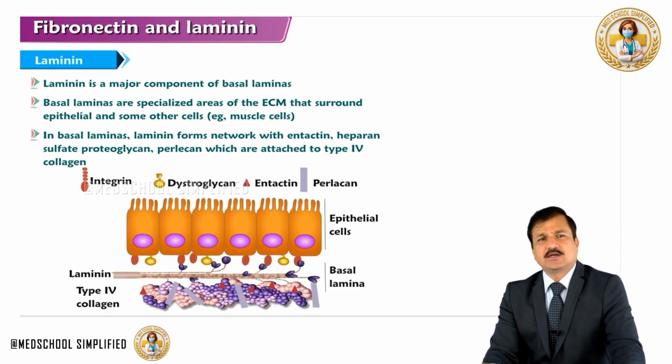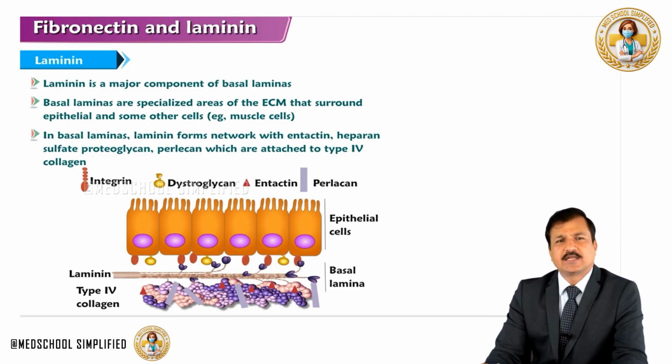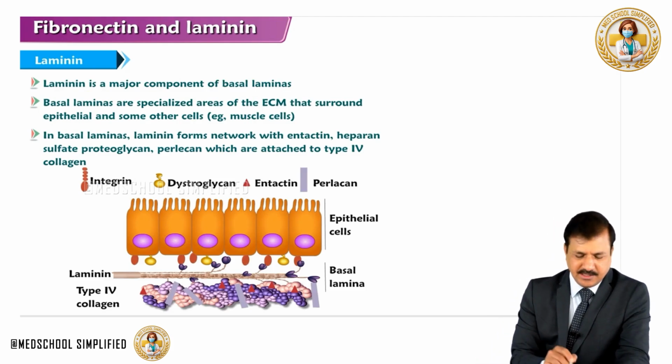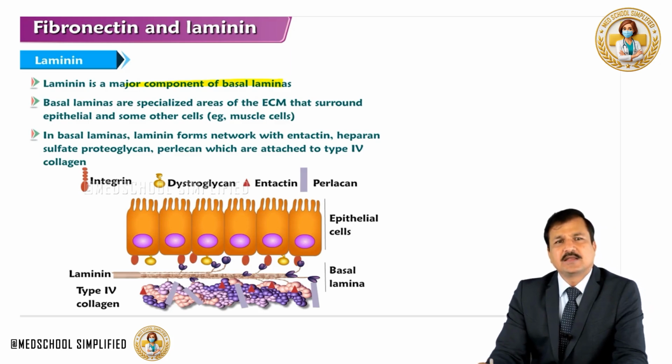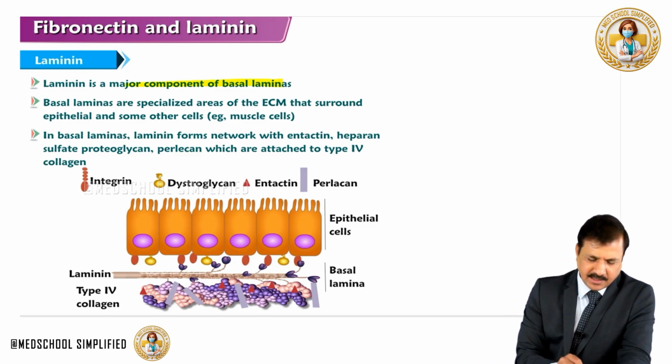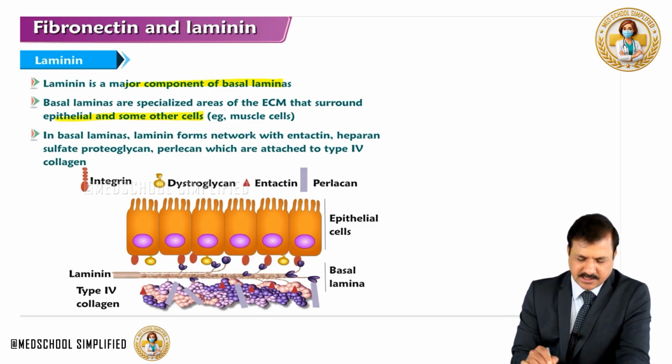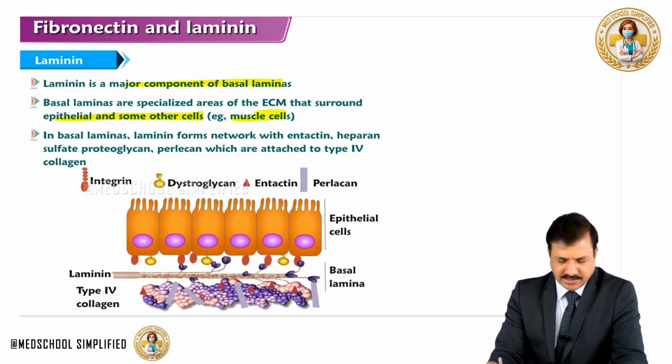Coming to another extracellular matrix protein, that is laminin. Laminin is a major component of basal laminas, and the basal laminas are specialized areas of extracellular matrix that surround epithelial and some other cells. For example, we see that in muscles.